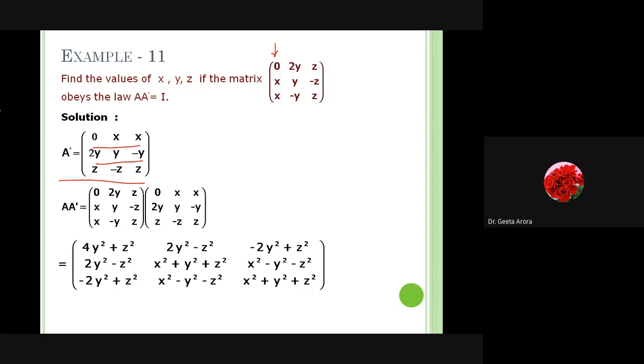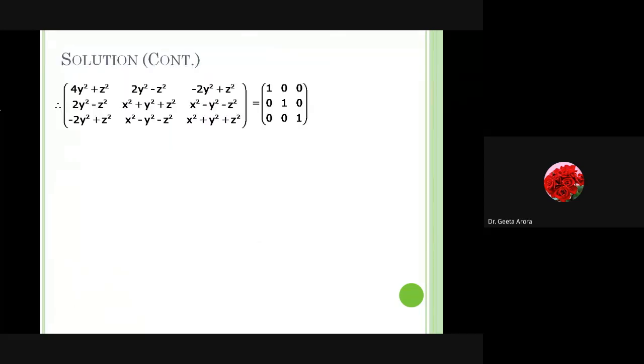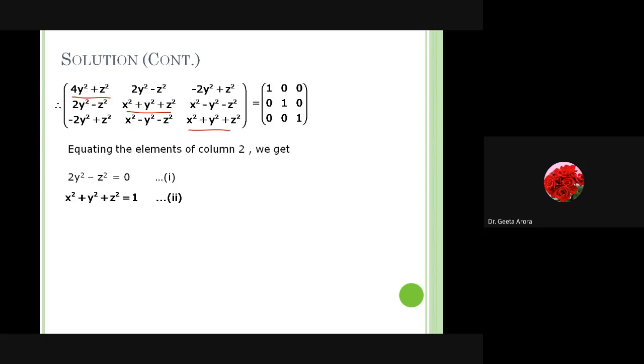But actually, if I compare it with identity, then we will see that x square plus y square plus z square is 1. From here, x square plus y square plus z square is 1. And from here, 4y square plus z square is also 1. Correct? Here the other values are 0. So 2y square minus z square is 0. We have seen x square plus y square plus z square is 1. Similarly, if we take some more elements, here they have taken the elements of column 2. So you can take any column and compare it.